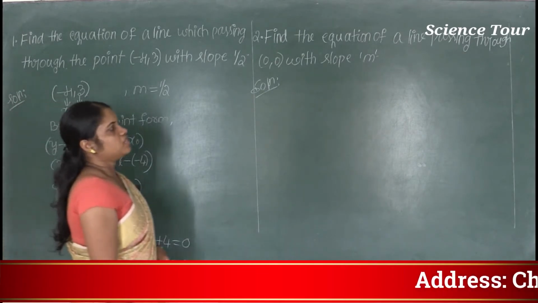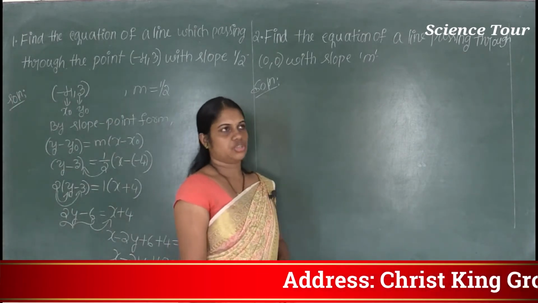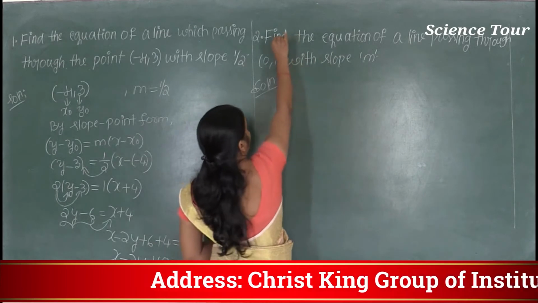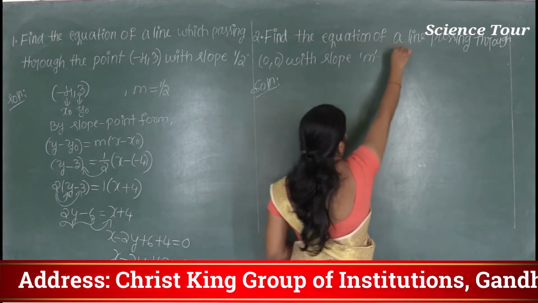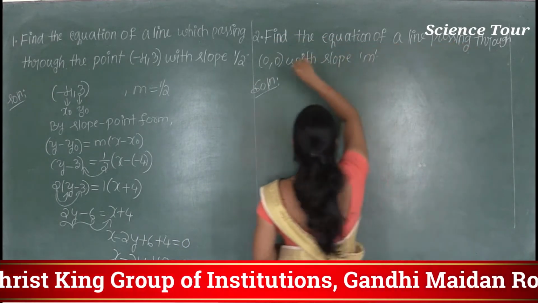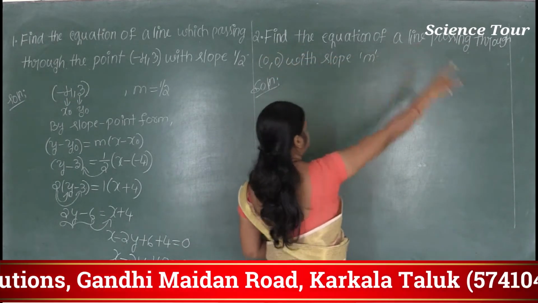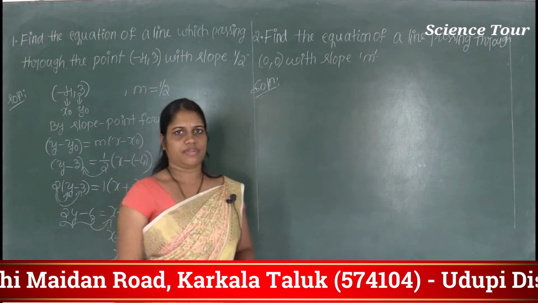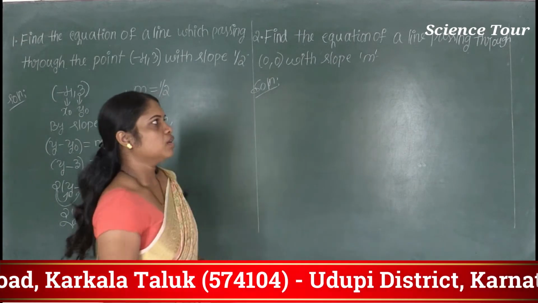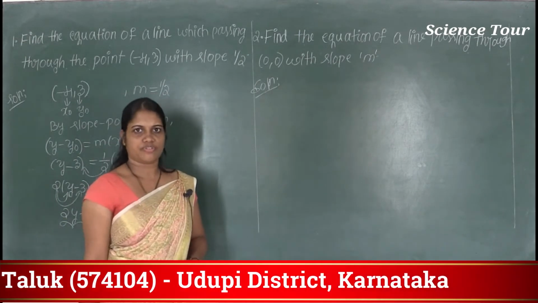Yes. So by the same method we will consider another question. See here. Find the equation of a line passing through the point 0, 0 with the slope m given here. Slope value m is given as it is, m itself. Okay. Now how to frame the equation of a line?